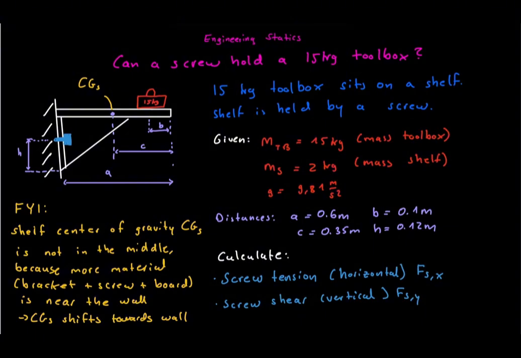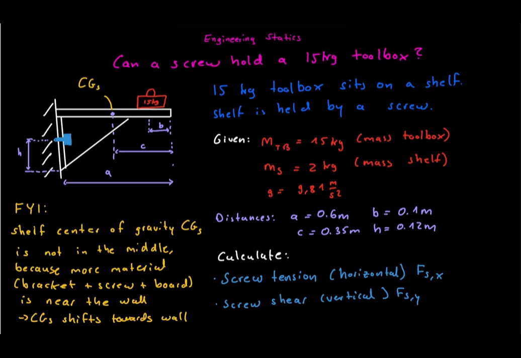We are given a toolbox mass of 15 kilograms, a shelf mass of 2 kilograms, and gravity is 9.81 meters per second squared. The distances are a equals 0.6 meters, B equals 0.1 meters, C equals 0.35 meters, and H equals 0.12 meters. We want to calculate the screw tension in the horizontal direction and the screw shear in the vertical direction.